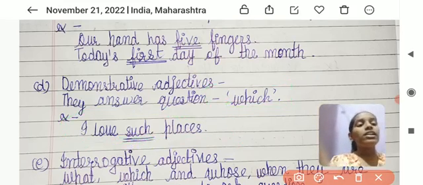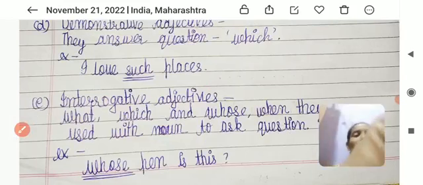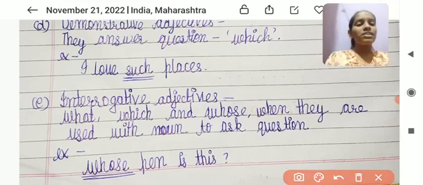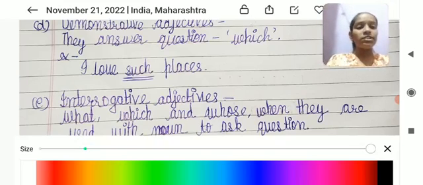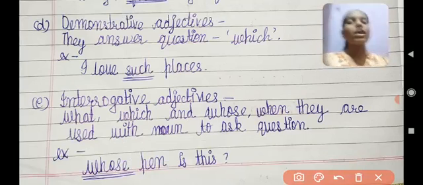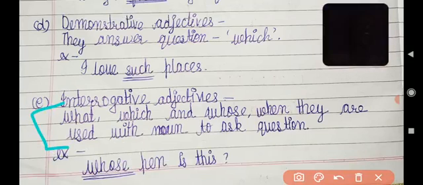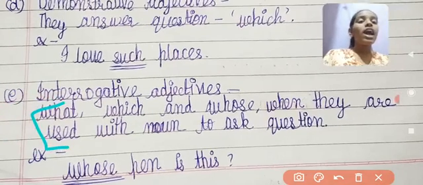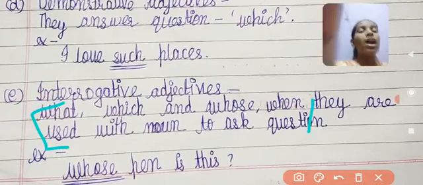Now, let's check for the next type of adjective, that are interrogative adjectives. Interrogative adjective, as the name suggests, interrogation. What does interrogation mean? To ask questions. So interrogation means to ask questions. So what, which, whose, when, they are all used with noun to ask questions.